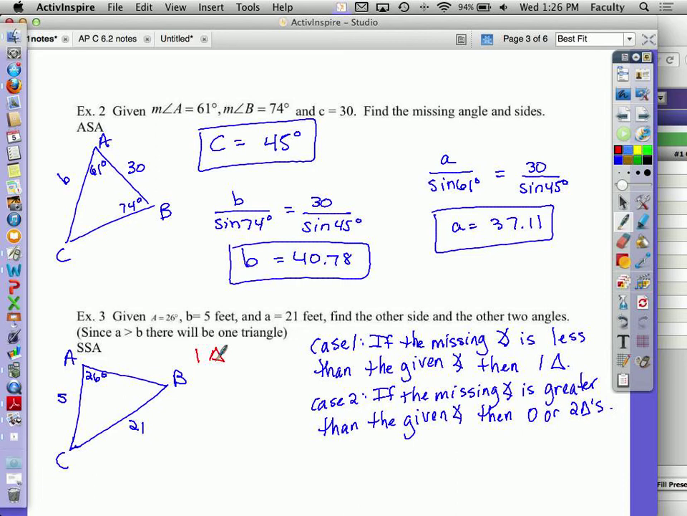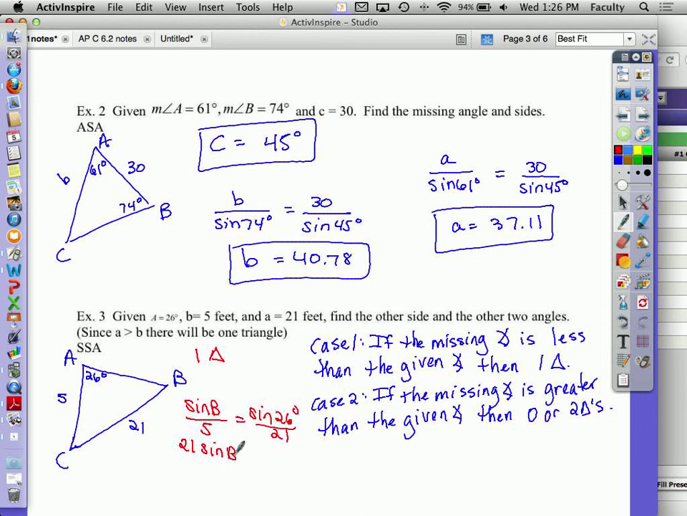So this means I can go with sine B over 5 equals sine 26 degrees over 21. So what I mentioned previously is I will flip. If I'm looking for an angle, I put the sines on the top. If I'm looking for a side, I put the sides on the top. Now, it's a proportion, and I'm going to cross multiply.